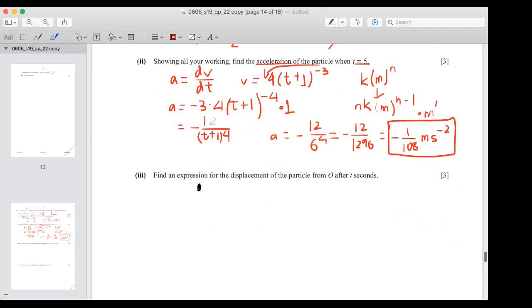Okay, so displacement is the integral of velocity. I'm just going to put dt. It is the integral of velocity. This is not really obvious.